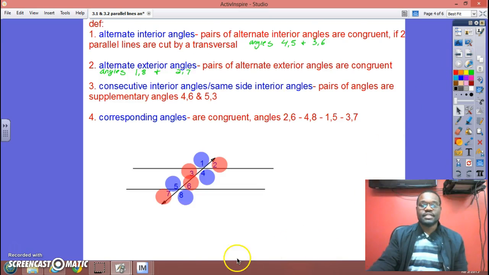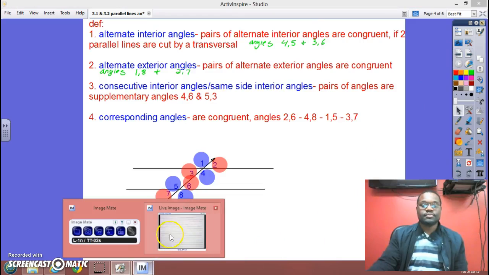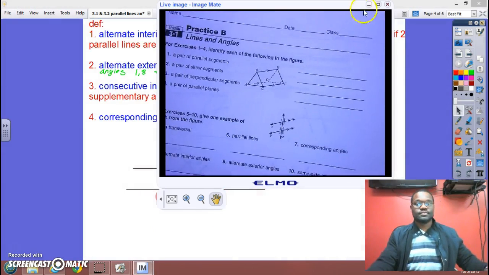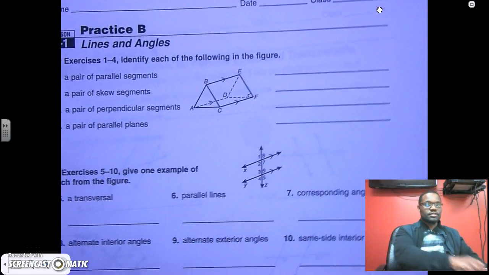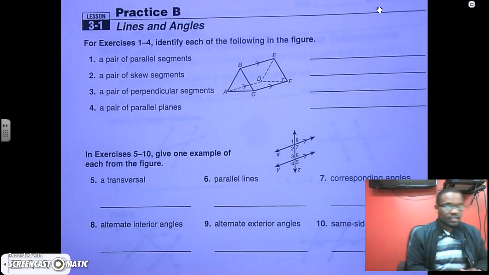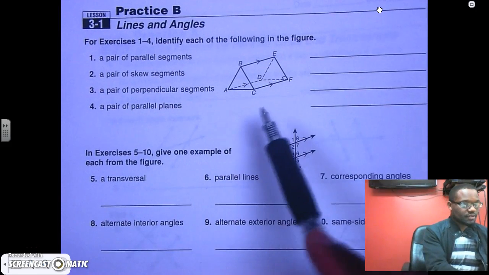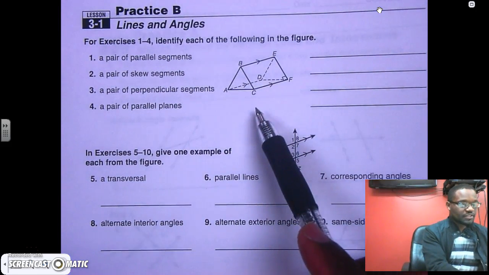We'll come back to that. Let's actually do an example and discuss some stuff real quick. I won't be able to do all of this, but let's look at this. It asks us to find a pair of parallel segments.